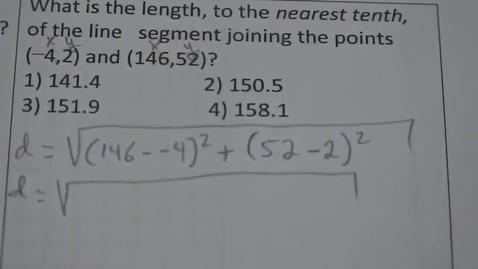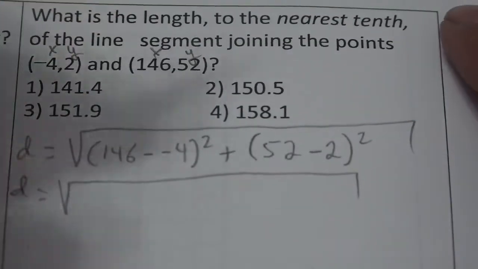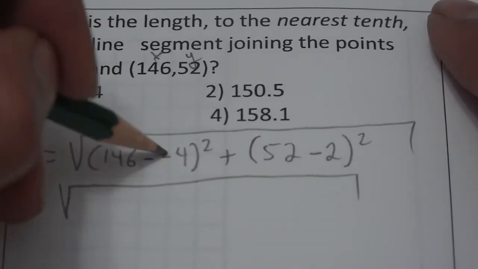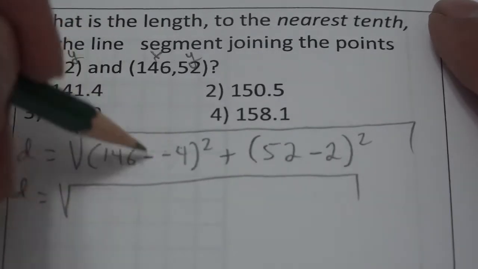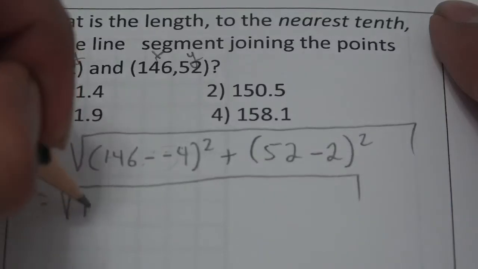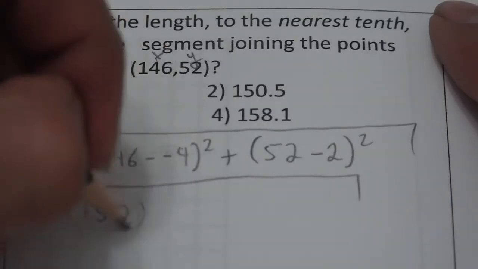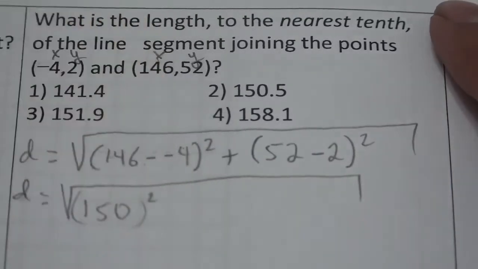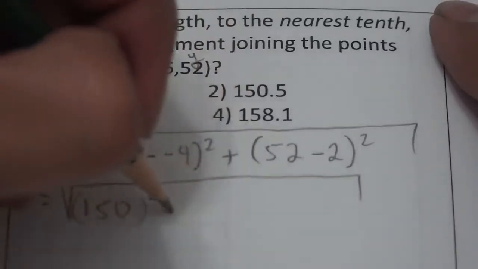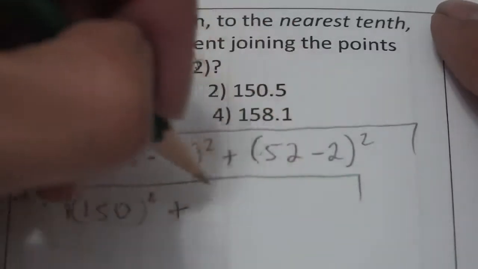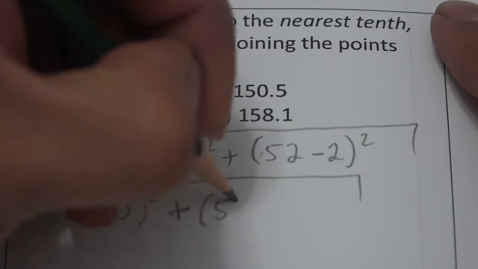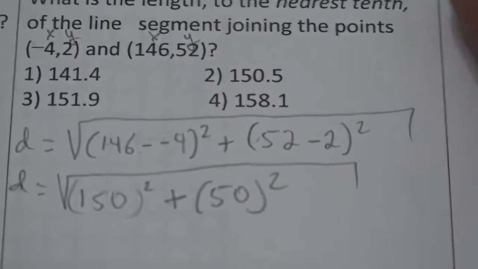Okay, for this I really need the calculator. Well, not yet. So 146 minus negative 4. In other words, 146 plus 4. That is 160 squared. I have not done the squaring. Plus 52 minus 2 is 50 squared. Guess what? I'm not a genius, so I need the calculator.